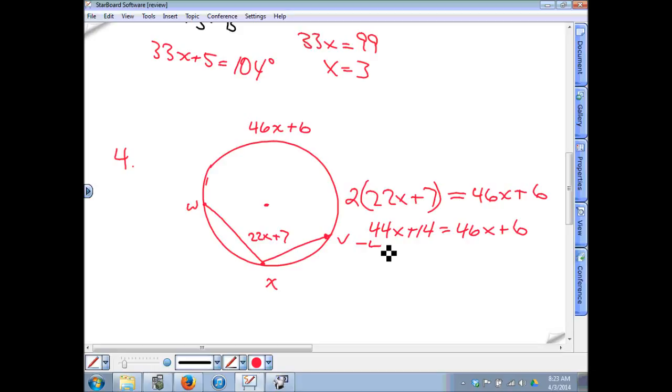Now you solve. Minus 44x. Subtract 6. And you get 8 is equal to 2x. And x is equal to 4.